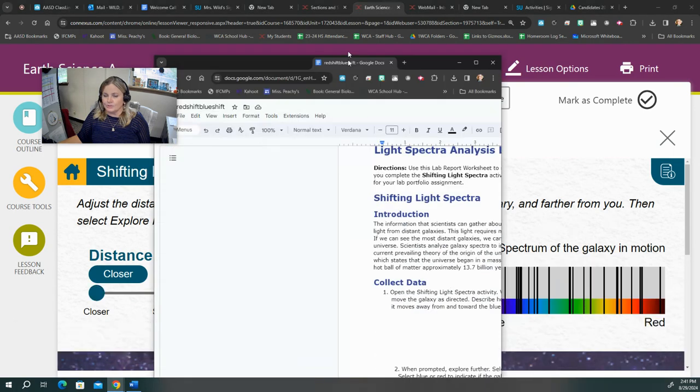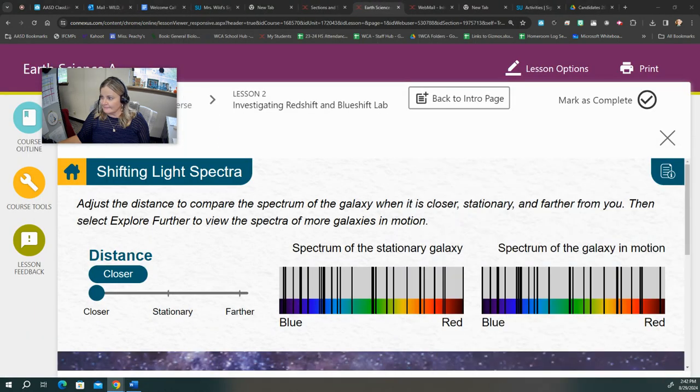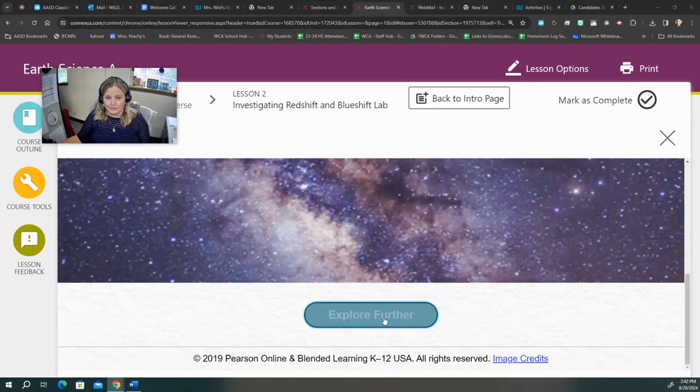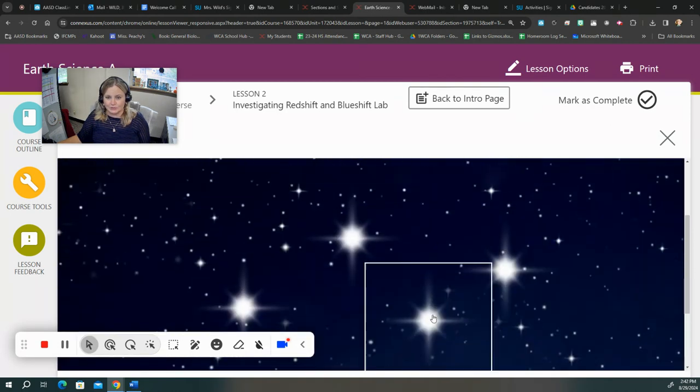So when you get to your lab report, you're going to just explain what's happening here, and you're going to describe how the spectrum changes. So what's going on, and as you're changing the slider, right? Then you're going to go down to explore further. And now you're going to be looking at each individual galaxy. And this is where you're going to start to collect some data. So you'll have a data table to fill in here.